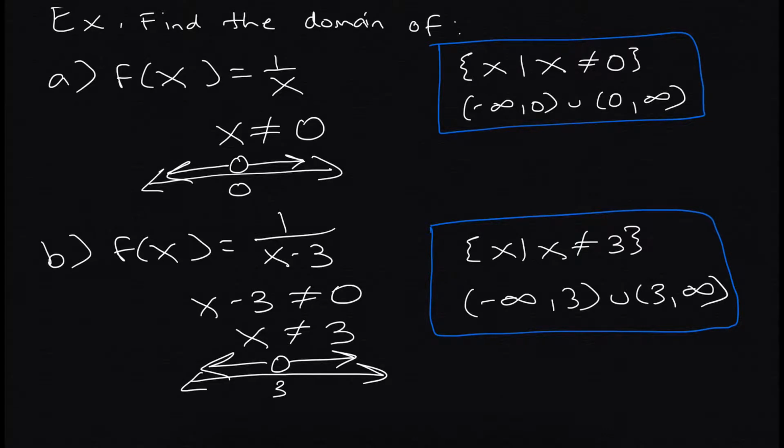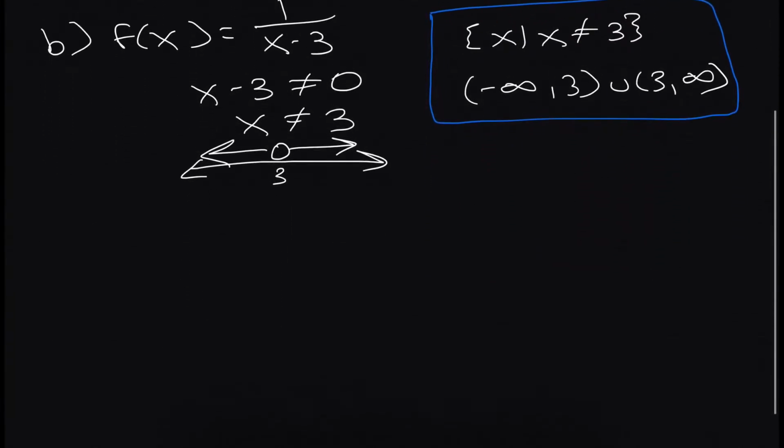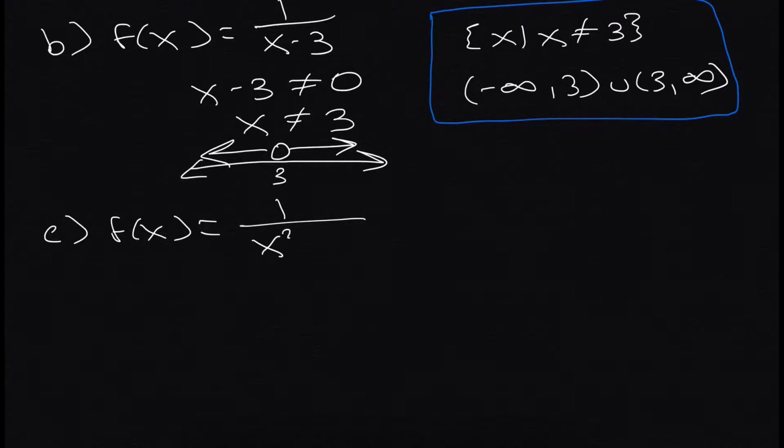And let's ramp this up a little bit in terms of difficulty. Let's say part C, f of x is equal to 1 over x squared plus x minus 6. And okay, so we have a fraction, we have a denominator. That denominator, x squared plus x minus 6, cannot equal 0. In this case, in order to solve for x, I'm going to have to do some factoring here.